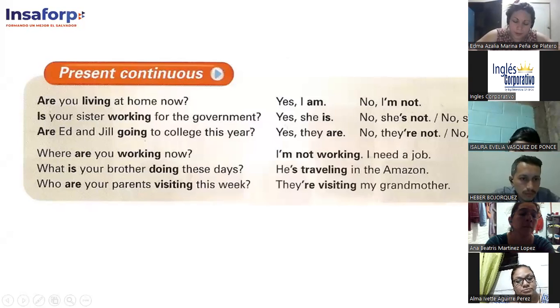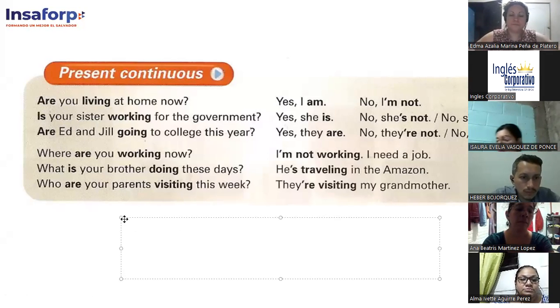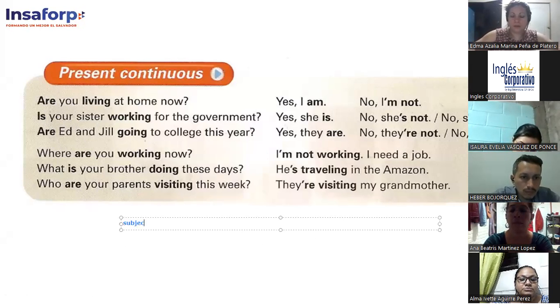For the present continuous then, we can say that we use, in the affirmative statements, subject plus the verb to be. What are the three forms of the verb to be?